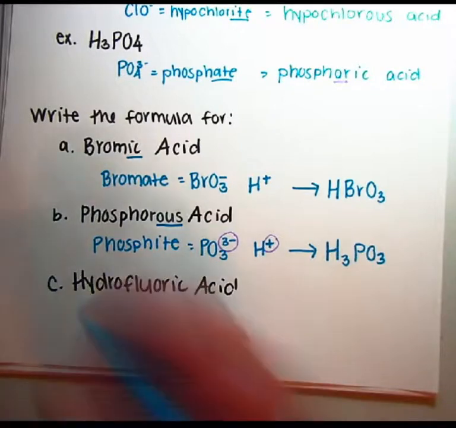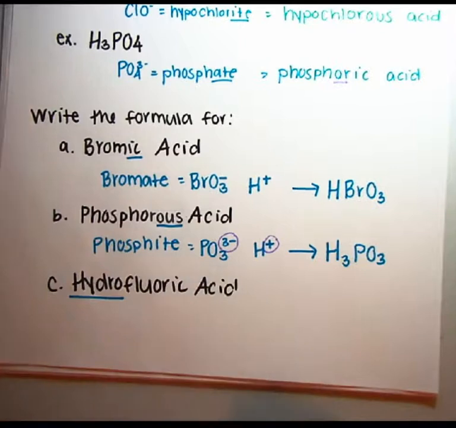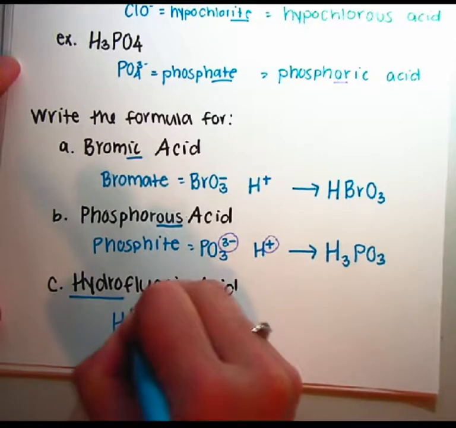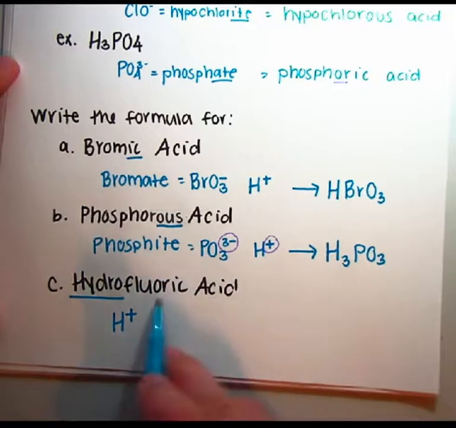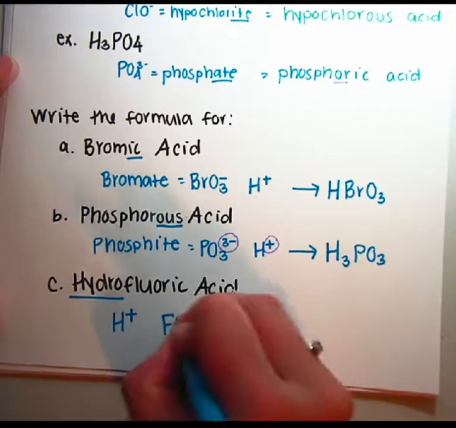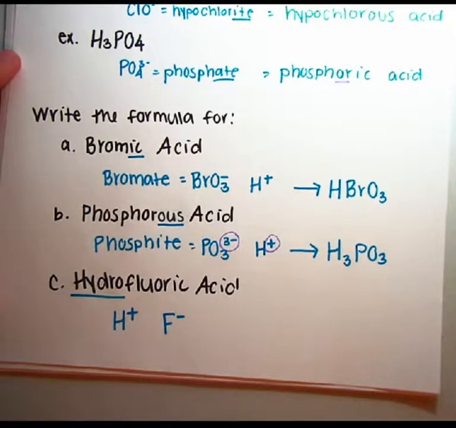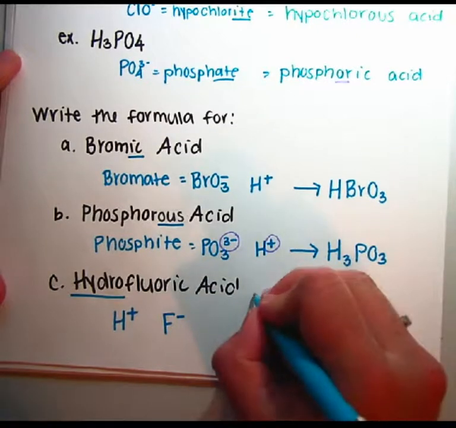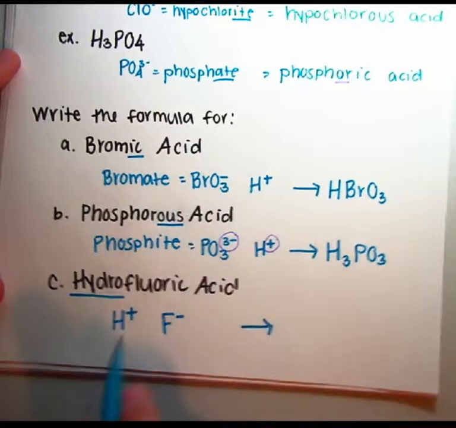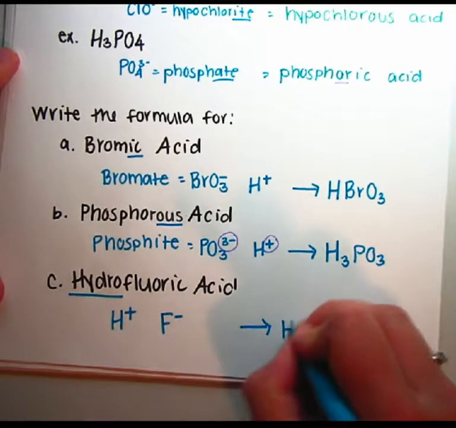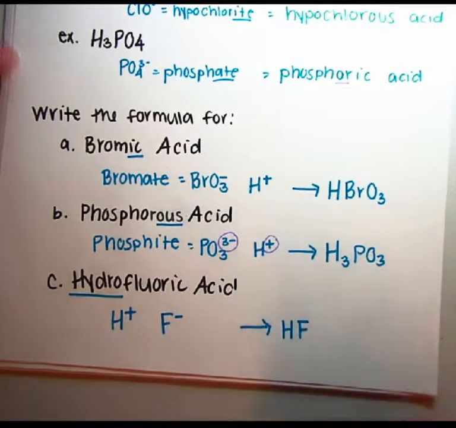Last one. It starts with hydro. So that means that it will not have oxygen in the formula. Hydro for hydrogen, fluoric for fluorine. Again, think about the ratio needed to make a neutral compound. +1, -1, 1-to-1 ratio. My formula would be HF.